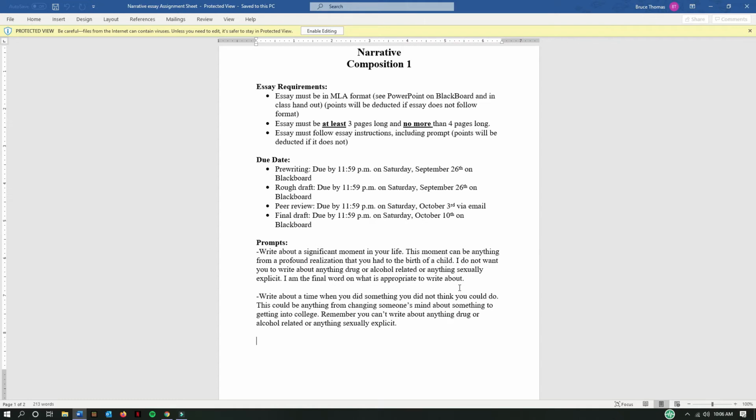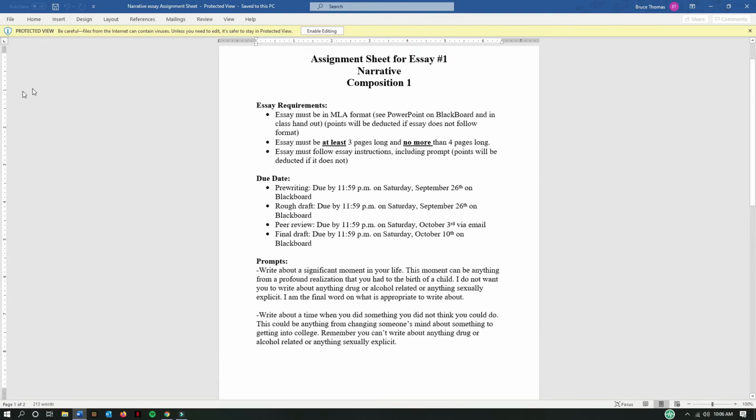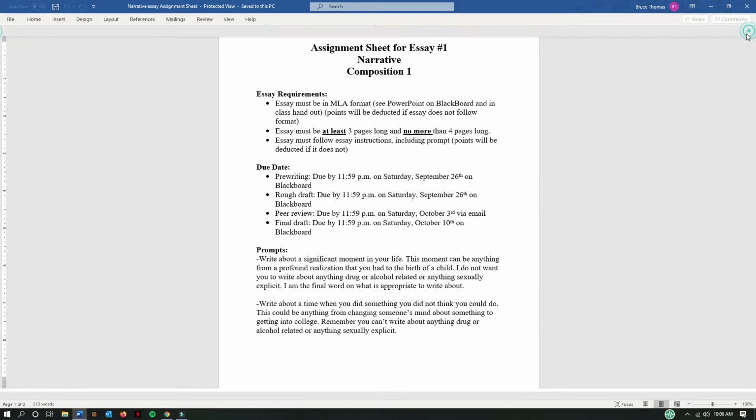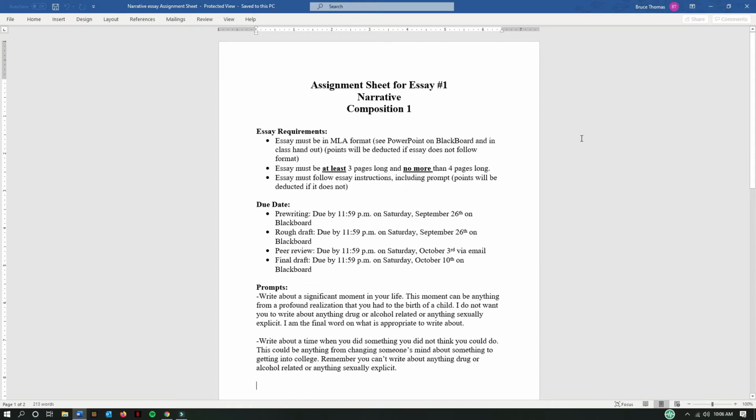So, pretty simple, it has to be 3 pages, no more than 4. Don't make me read a bunch, because there are, I think, 75 of you, and I don't want to read. I can't even do that math, okay? Don't make me do it. Don't give me more than 4 pages. So this is what your essay is, and this is your prompt.